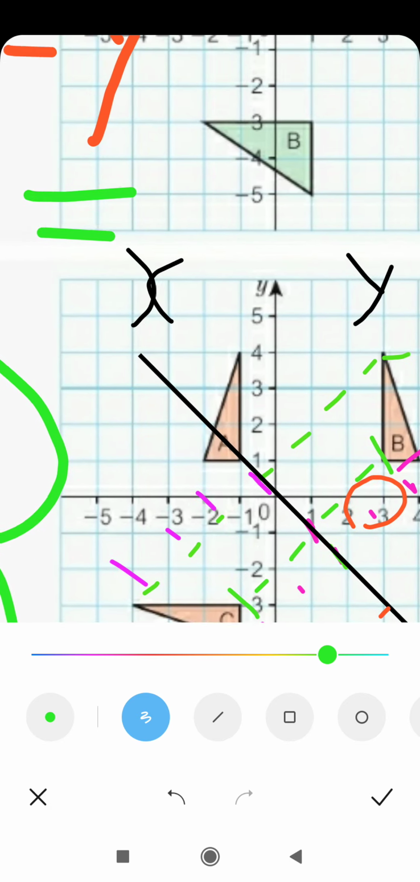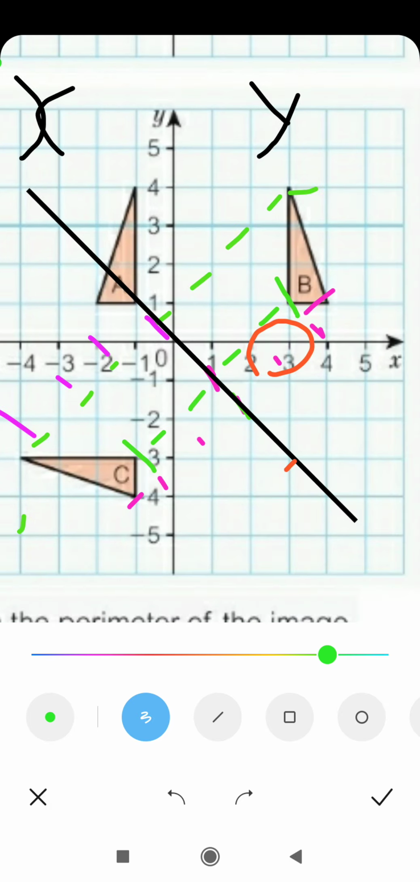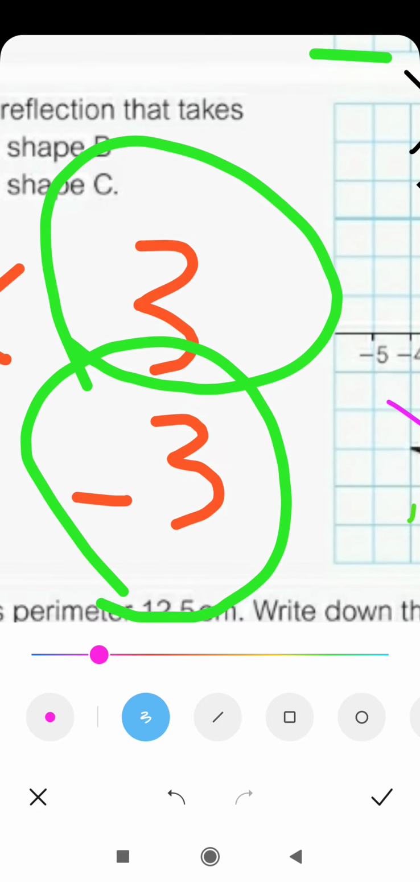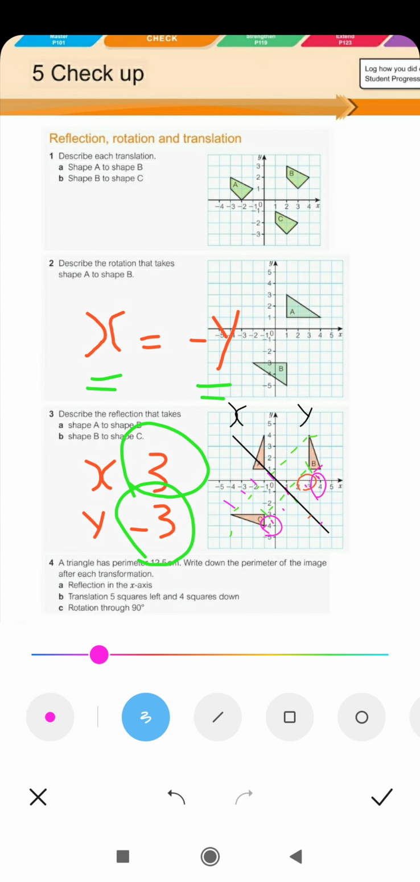For example, if you look at this point, I'll explain another point. This point here, x is 4 and y is negative 4. So when you say 4 for x, you will say negative 4 for y. This is the meaning of x equals negative y. And this is the line that describes this reflection.